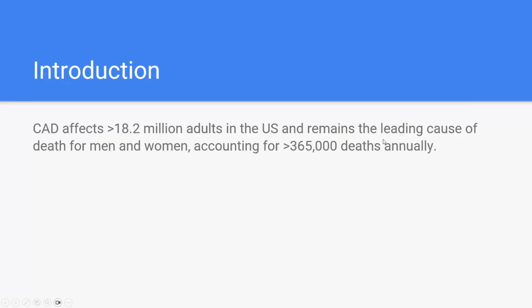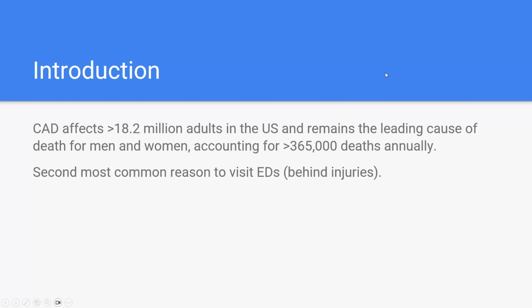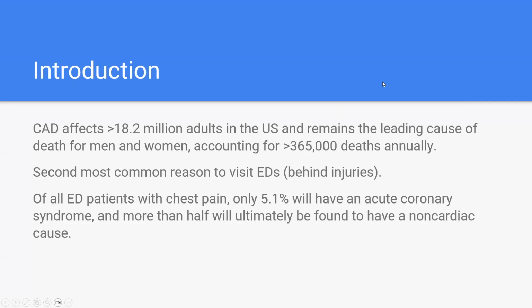All right, so introduction. CAD affects 18.2 million adults in the U.S., remains the leading cause of death for men and women, over 365,000 deaths annually. It's the second most common reason to visit EDs behind injuries. However, of all ED patients with chest pain, only about 5% will have ACS, and more than half will ultimately be found to have a non-cardiac cause. Important to know ACS, but you've got to know the other stuff as well.